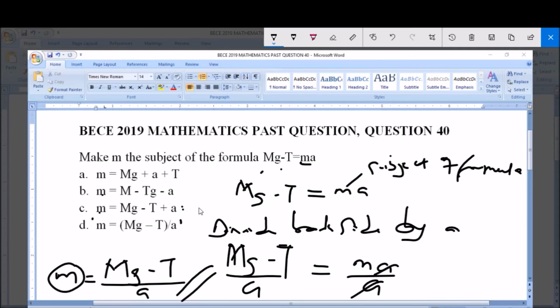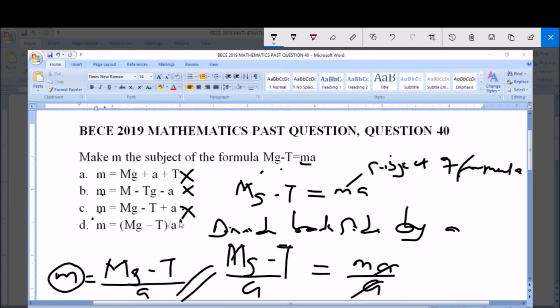Now let's go to our options and check which of these options corresponds to our answer. A here says M is equal to Mg plus A plus T. No. B here says M is equal to M minus Tg minus A. No. C here says M is equal to Mg minus T plus A. No. And D here says M is equal to Mg minus T all over A.